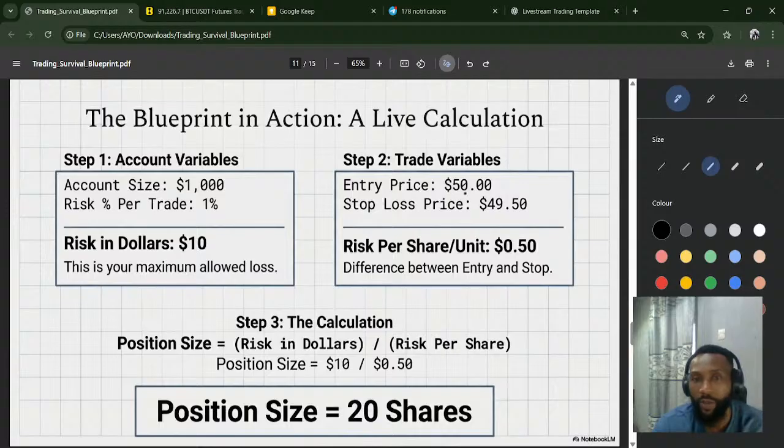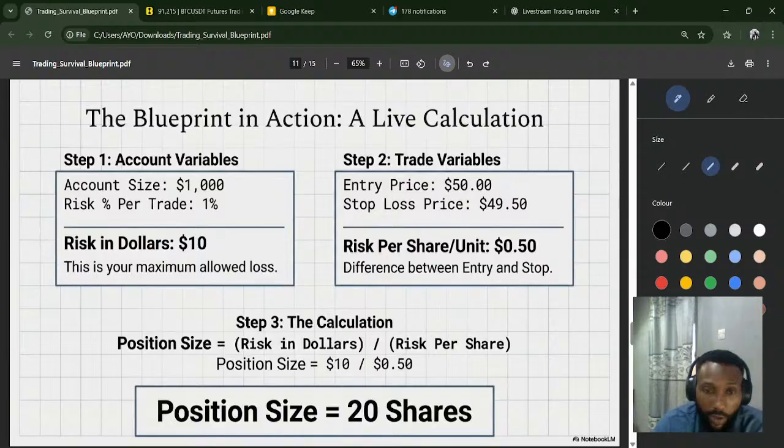All right, so as I said, entry price $50, stop loss price $49.50. Risk per share is the difference between the entry price, which is $50, and the stop loss price, which is $49.50. So the risk per share unit is 50 cents.